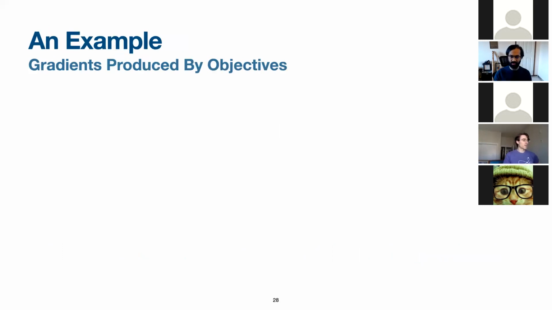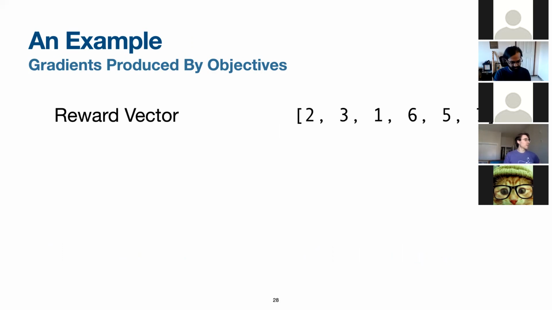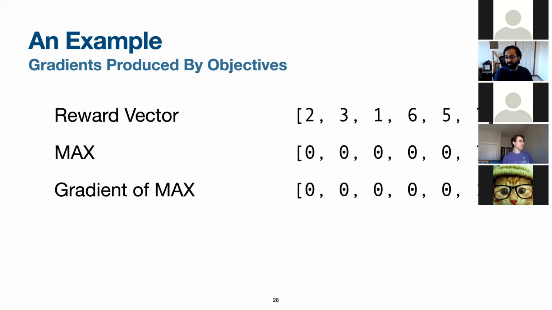However, there's another problem that comes when we're trying to do this. Let's look at it with an example. Suppose we have a set of actions and we see this set of rewards, 2, 3, 1, 6, 5, and 7. The max value over here is 7. And calculating the gradient of this vector, we see that we place a 1 only where the 7 was, and every other action has a gradient of 0. Now, this means that this is a harder landscape to optimize because of the very sparse gradients.